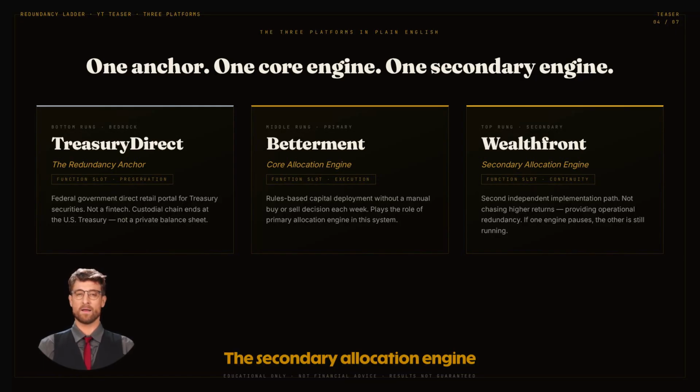The secondary allocation engine is Wealthfront. The point of running a second allocation engine is not to chase a higher return. The point is operational redundancy. If one of the 2 private platforms changes terms, pauses a feature, or has an outage during a moment you actually need to move, the other one is still running. 2 independent implementation paths, same framework slot.